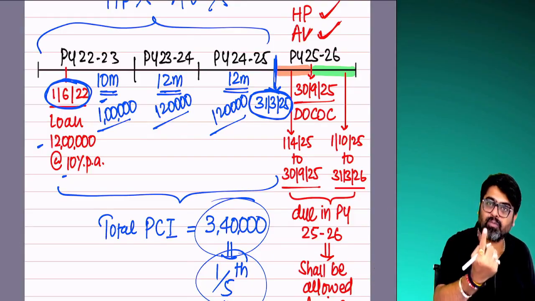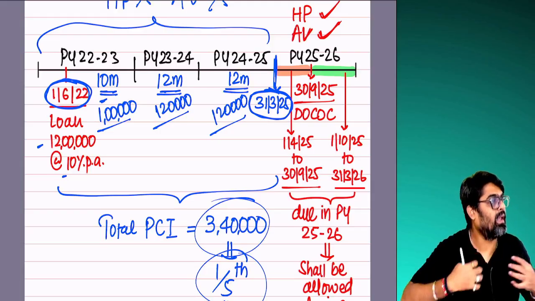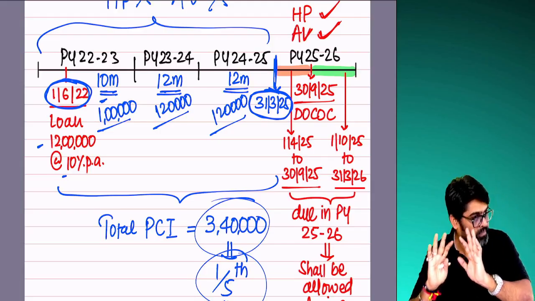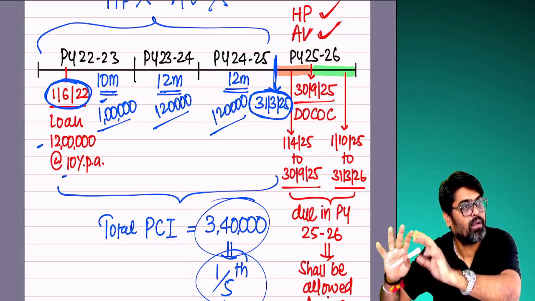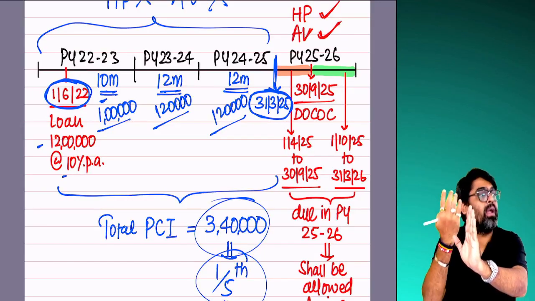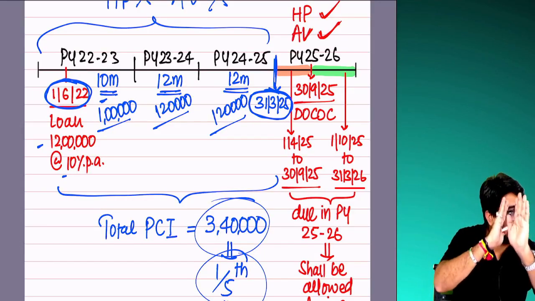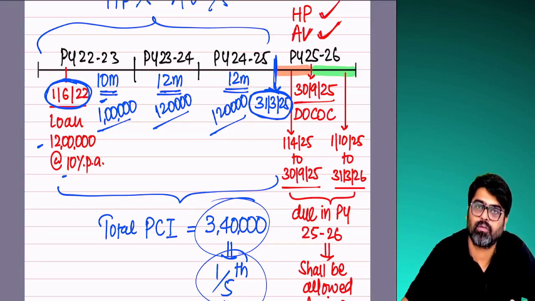Meaning the interest for the same period will be claimed twice. If the interest for this year gets allowed in this year, then forget about this year. Any year prior to this, what did I say? Any year prior to this, till that year only your pre-construction interest should come. Will you remember this?